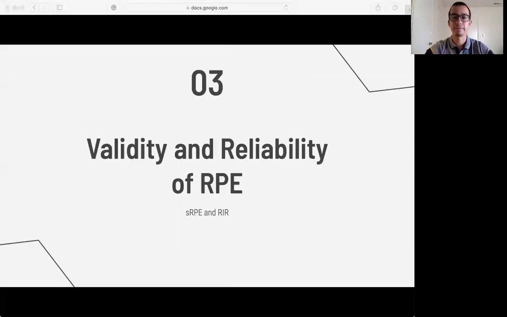Whenever we have some sort of method or technology to monitor training loads, we have to make sure that they are valid and that they are reliable. Validity: does it measure what it is intended to measure? And reliability: are the findings consistent across time and across researchers or coaches?